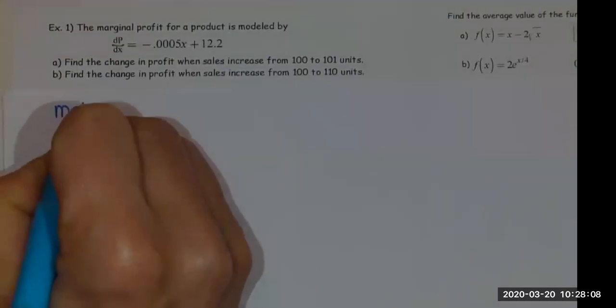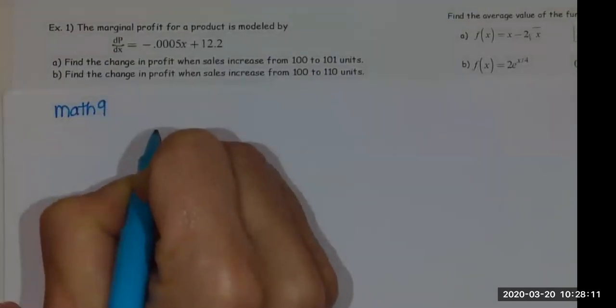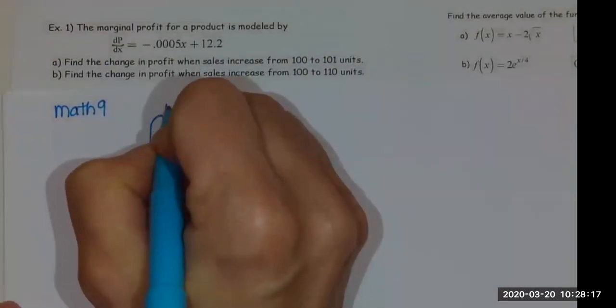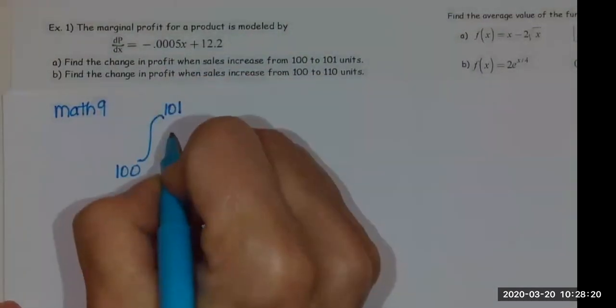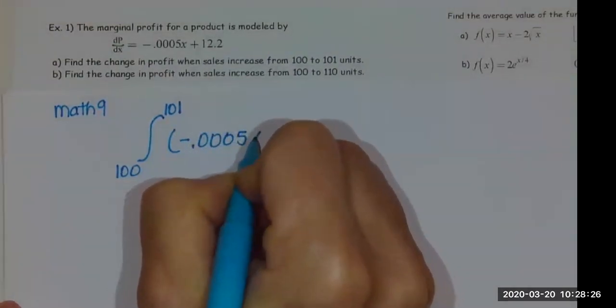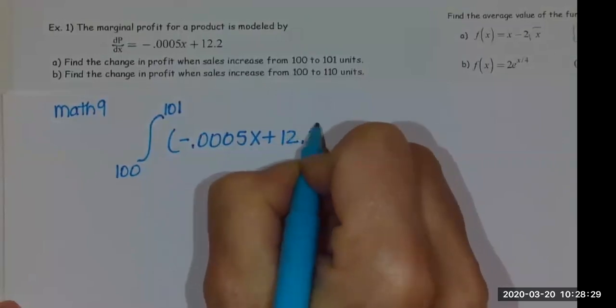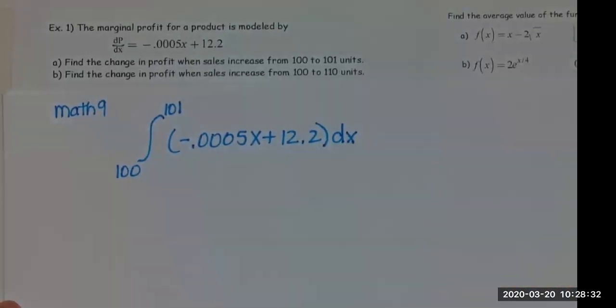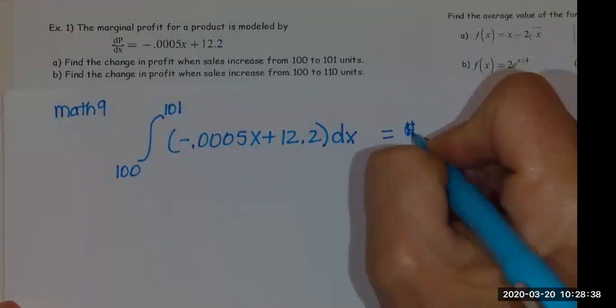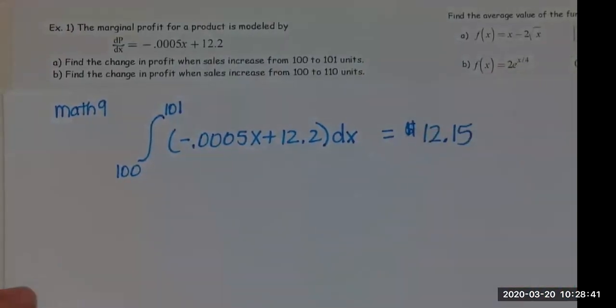So you're going to use your calculator, Math 9, and we're going to set up an integration. Integral, we're going to go from 100 to 101 units. And we're going to simply put this in. Just punch it into your calculator, and we get 12.15. So let me pause for a second. Make sure you're plugging that into your calculator and that everything's going well.